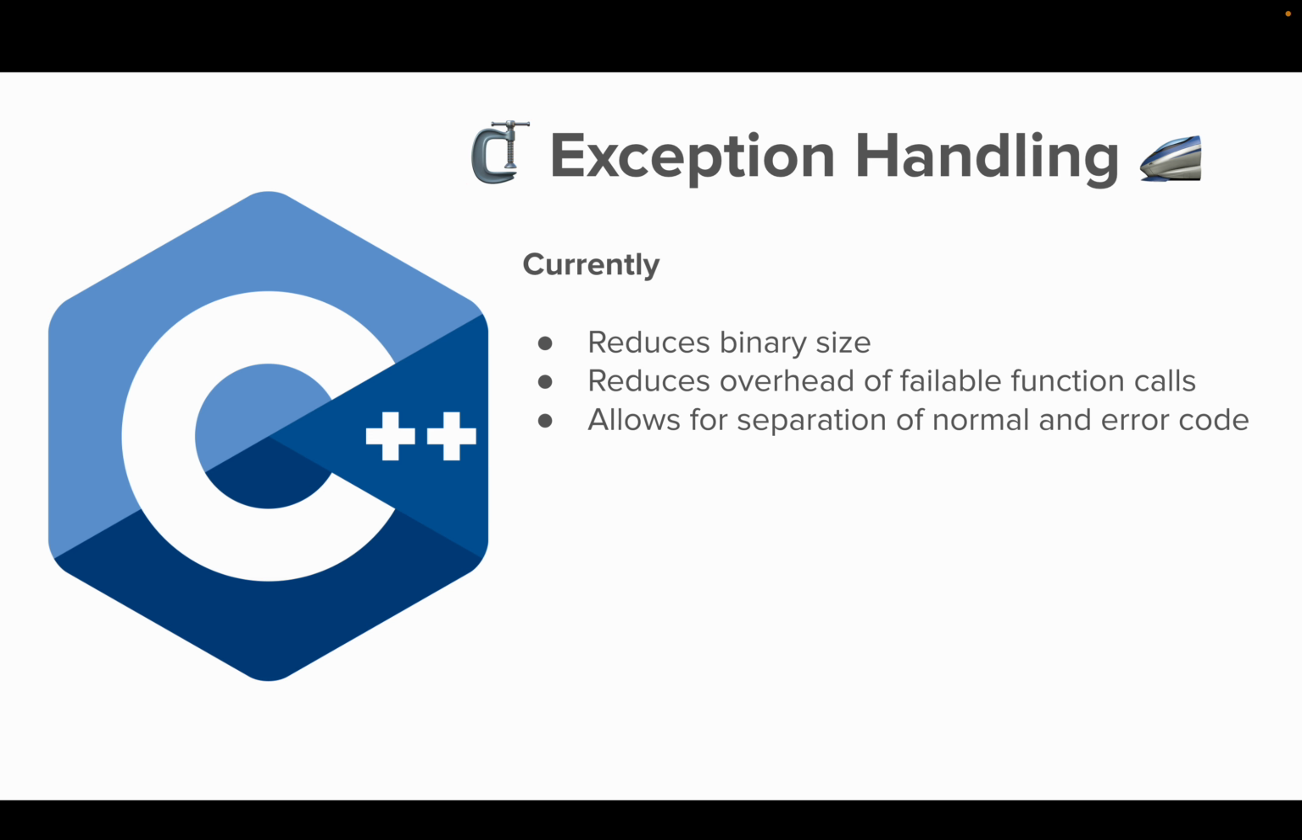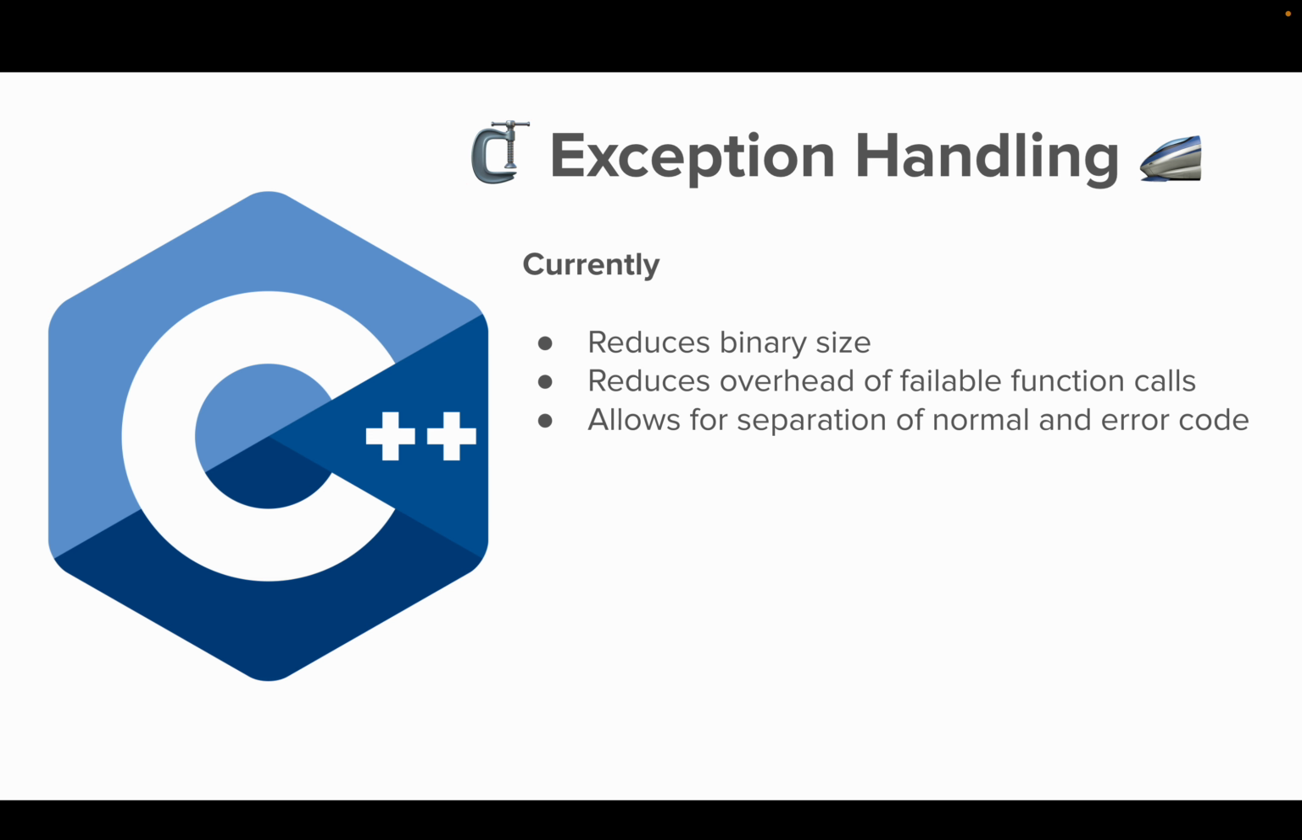It reduces the overhead of calling fallible functions. It also allows for a really clear-cut separation between normal code and error code. And I have found with many of the people that I've worked with, having a good abstraction for the normal code and the error code, having that separation, makes it easier for developers to read their code.